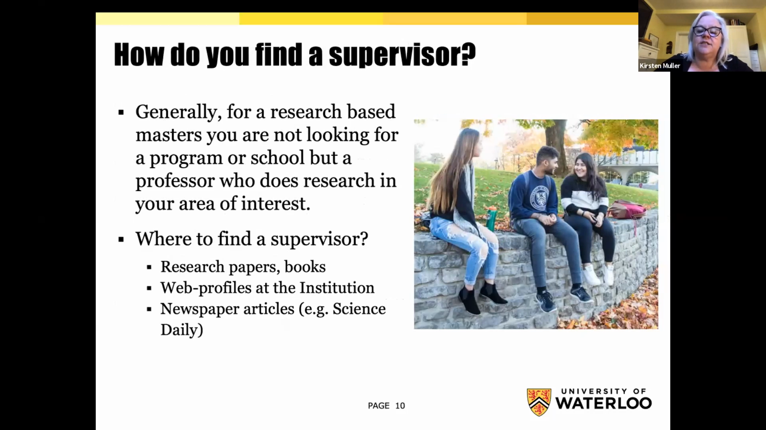When we're looking at the University of Waterloo, if you're looking for a research-based master's program, you're generally not looking for the program itself. You're looking to work with a supervisor or professor who does research in your area of interest. A lot of my colleagues have already talked about going to the university web pages, reading up on the professor's research, and getting a good idea of what that researcher is working on and what questions they're addressing. You may also be able to discover what their students are studying.